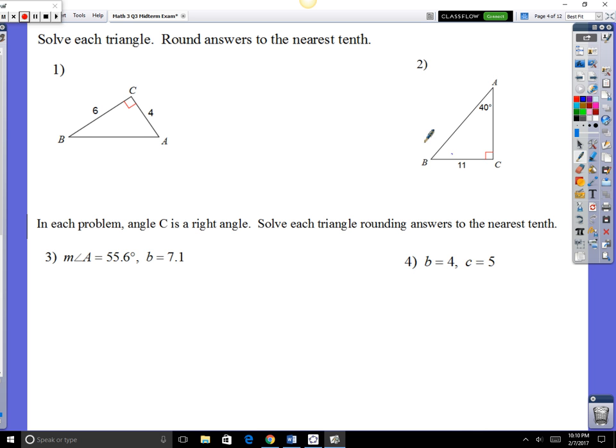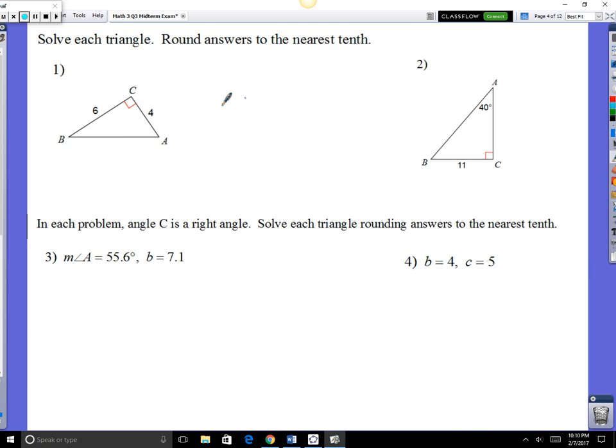Number 2, it's kind of the same, a little different. So we got to do the same thing. We got to find angle A, angle B, angle C, side A, side B, side C. And they give us angle A is 40, and angle C is 90. So A and B have to add and give you 90, so I know B is 50. Okay, and then this 11 is little a. Okay, so here we go.